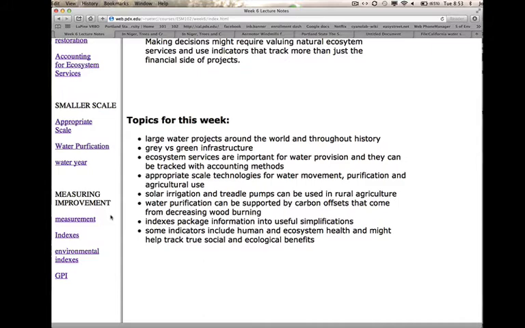And then the final set of slides is going to be about measuring improvement, and this will be going back to accounting and indexes. What do we want to measure? What is an index relative to the data and the reports? And then what are some environmental indexes we might consider? And then we're going to focus on the genuine progress index.